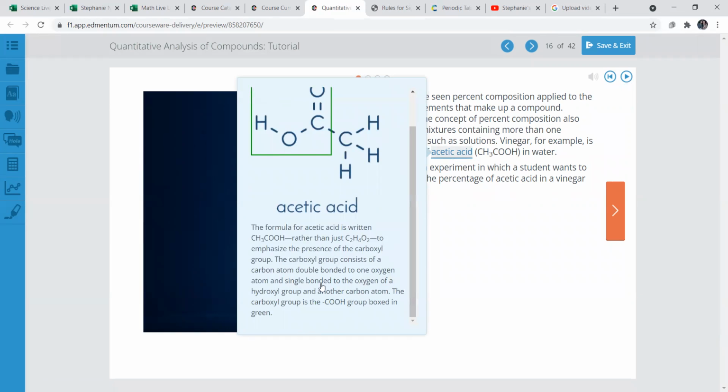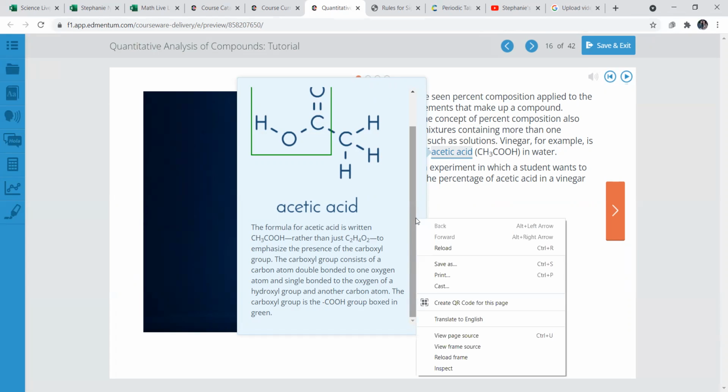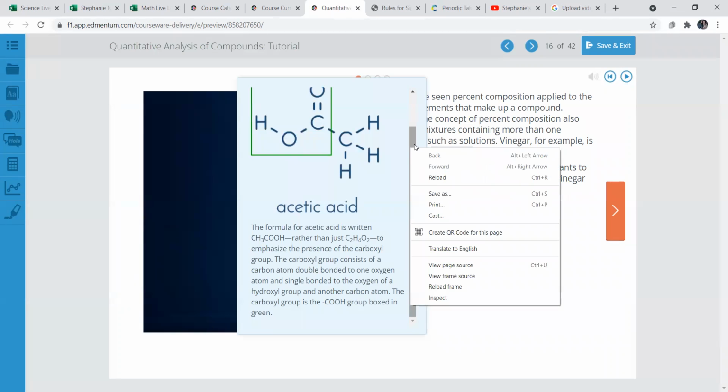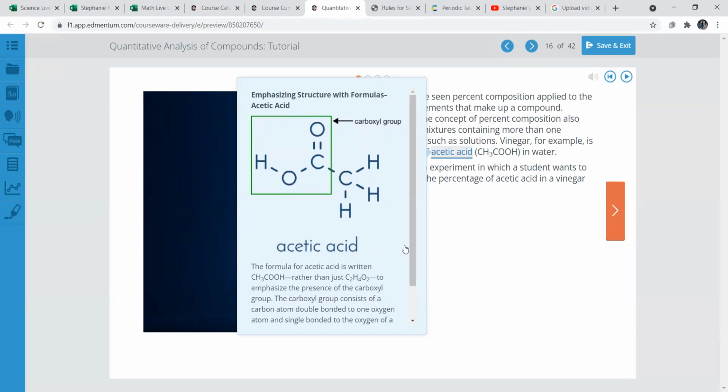The carboxyl group consists of a carbon atom double bonded to an oxygen atom and single bonded to an oxygen atom. So the carboxyl group is important, and that's why they have the formula for acetic acid written down like this versus the other way, because we have the double bond of oxygen and the single bond there.